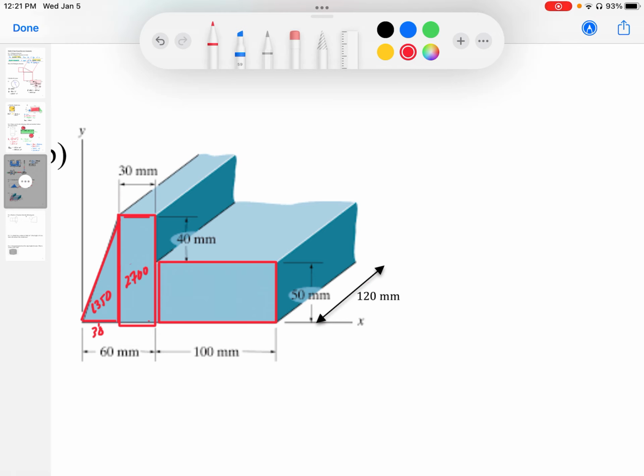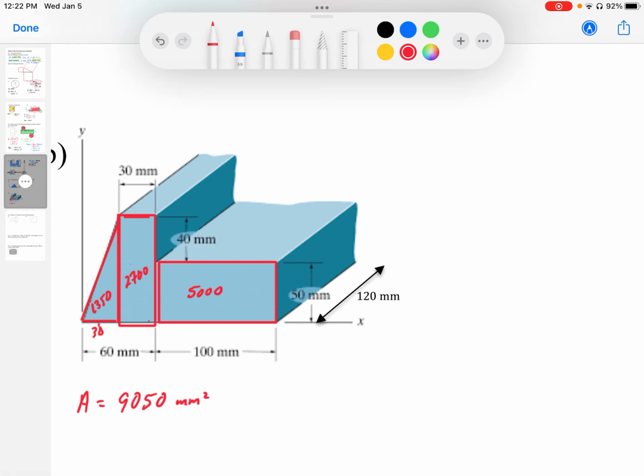And then this rectangular area here is going to have a width of 100, a height of 50, so that's going to be 5,000 millimeters squared. So the area that I've calculated here, when I add that all up, is going to be 4,050 plus 5,000, so 9,050 millimeters squared. So that's going to be the area of the surface of that face.